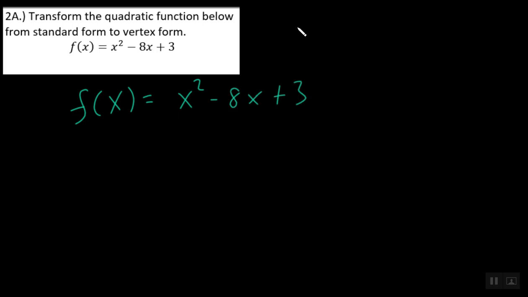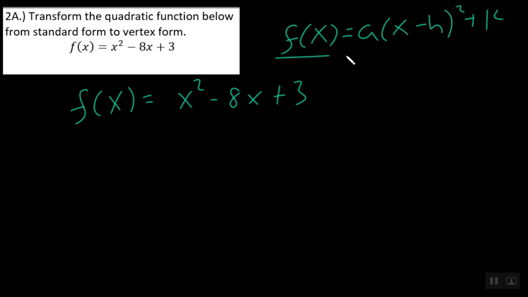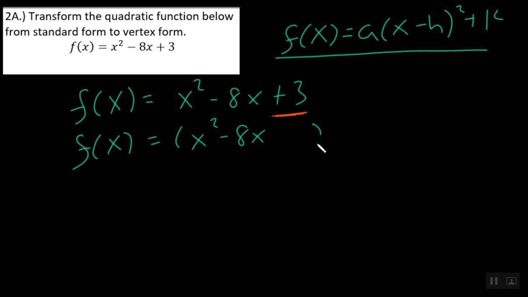And remember, our goal is to turn this into the form of a parentheses x minus h squared plus k, or vertex form. The thing that's preventing this from being a perfect square is this positive 3. So remember, what's our rule? If it's unhelpful, we are simply going to push that 3 off to the side. Like, we literally just say, you know what, we don't want you in this problem, you go over here. And then this brings us to our trick. How do you create a perfect constant?